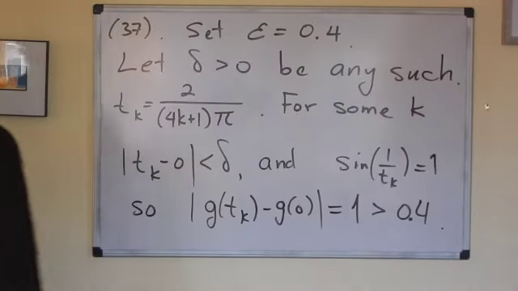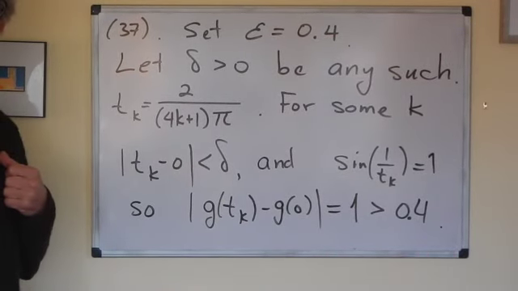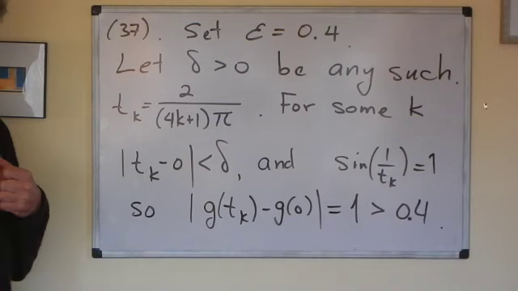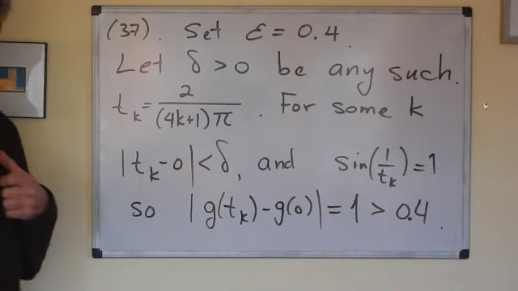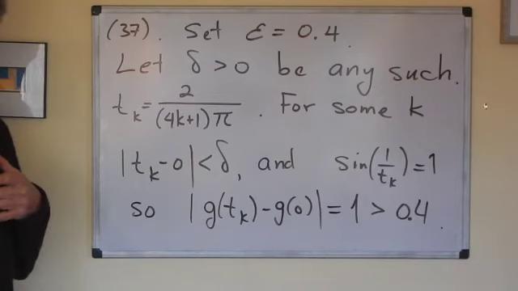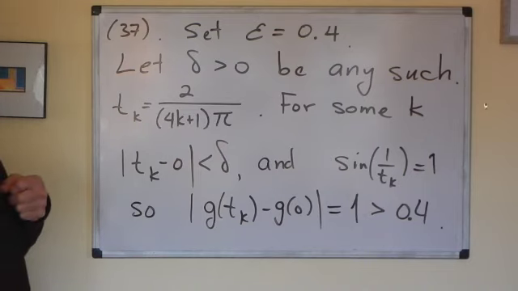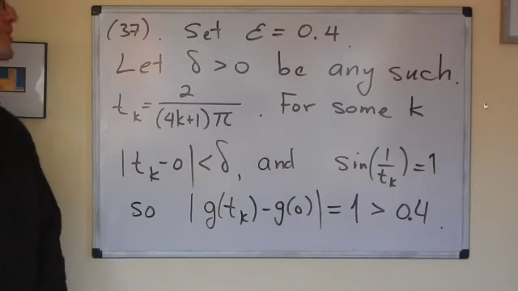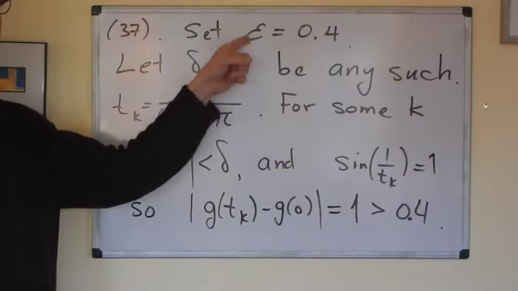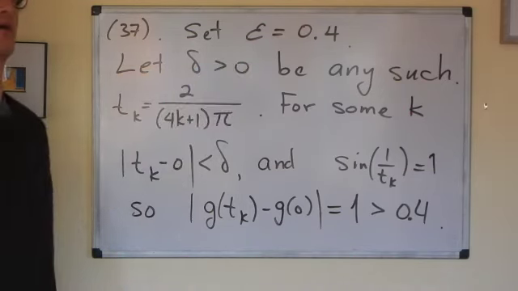Let's think of the definition of continuity. The definition of continuity says that for every epsilon something happens. So the contradiction of that is that for some epsilon, that thing that's supposed to happen doesn't actually happen. And so we're going to show that the function g is not continuous by showing that a particular epsilon doesn't work. So I've chosen epsilon equal to 0.4. You'll see soon that there are lots of choices.